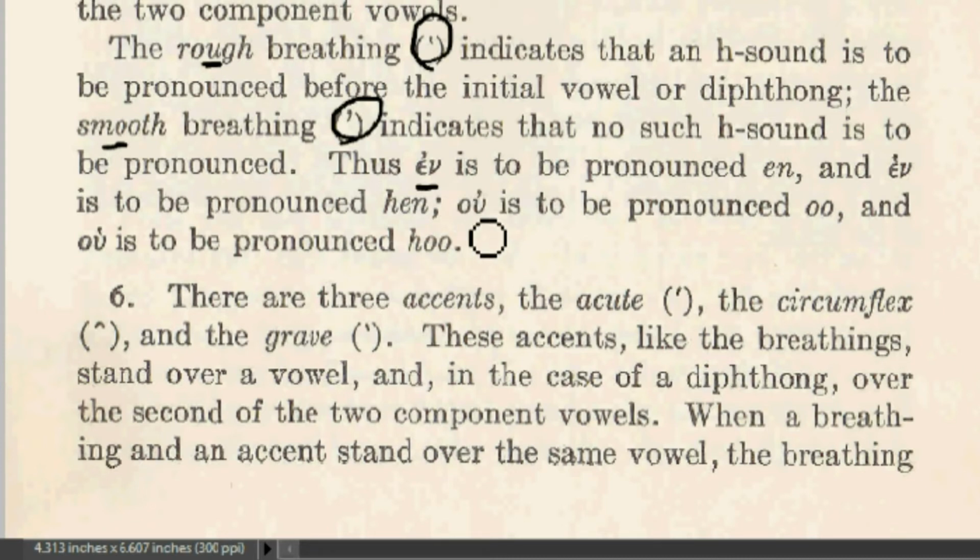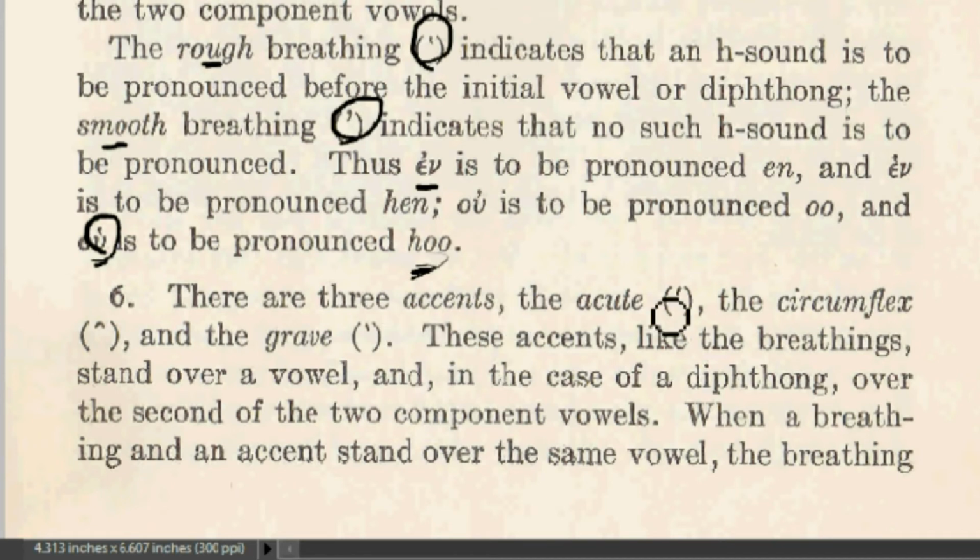However, if you have a rough breathing mark at the beginning, such as you find here, then it is as if you put an H at the beginning of the word, so it's pronounced with an H sound. So this particular diphthong would be pronounced "who," with an H sound at the beginning.